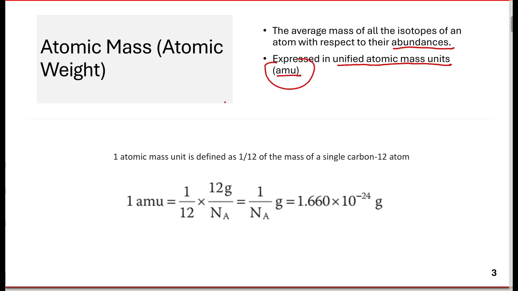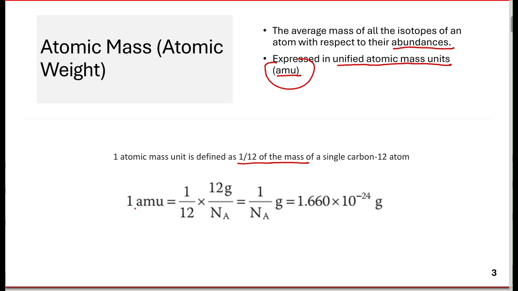So what is AMU? AMU stands for Unified Atomic Mass Unit. And to determine that, the scientists, all of them, agreed on using carbon-12 for the calculation of atomic mass unit. So one atomic mass unit is defined as 1/12 of the mass of a single carbon-12 atom.